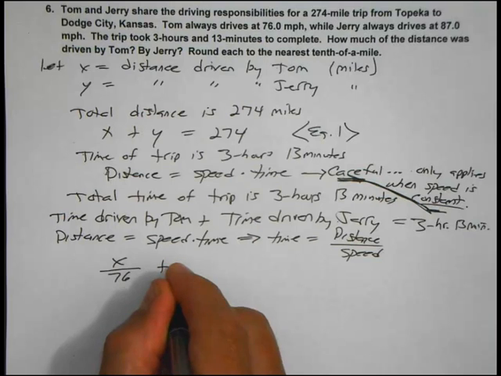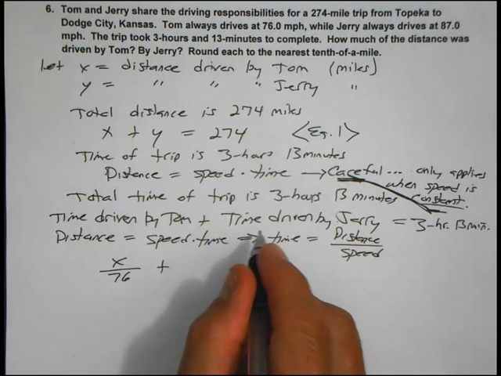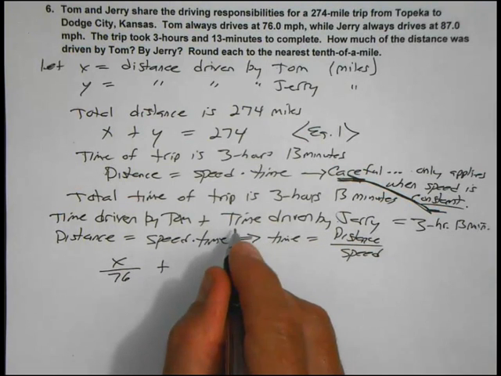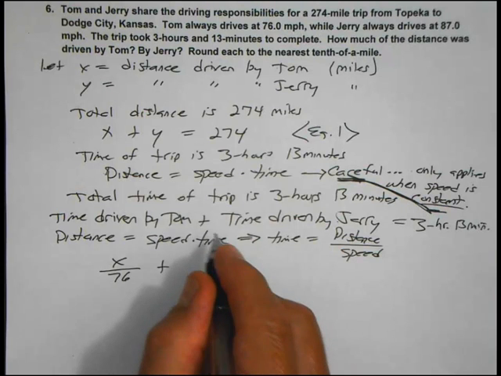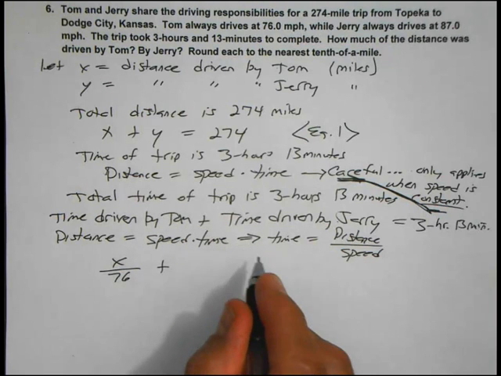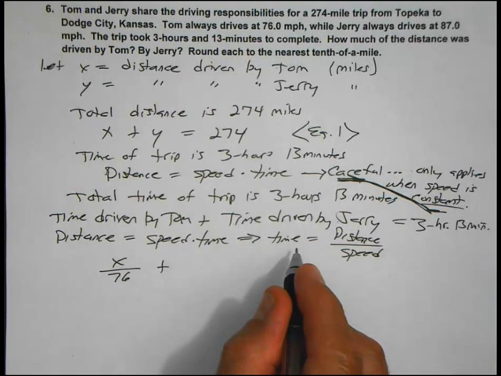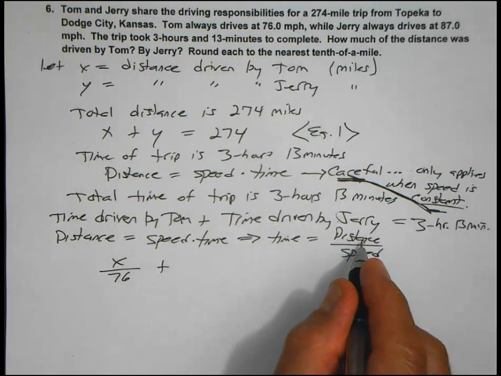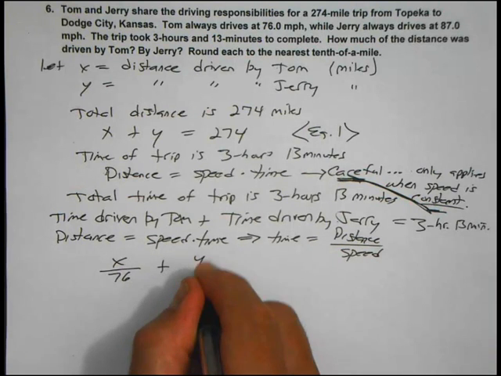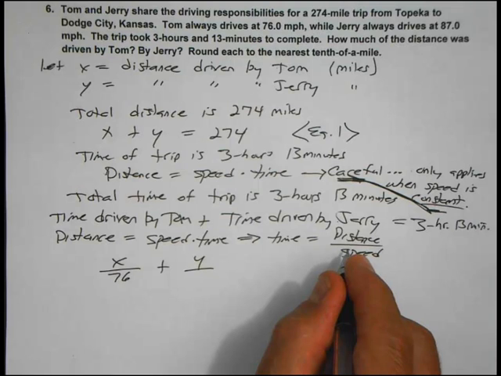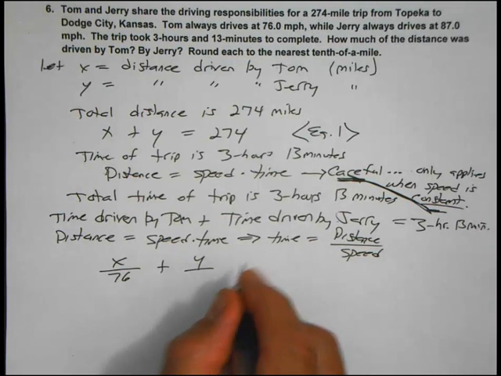Plus, what about this time driven by Jerry? Use the same principle. We don't have a variable for time, but since time is equal to distance over speed, we can say it is equal to the distance driven by Jerry, which is y, divided by the speed that Jerry drives at, which is the 87 miles per hour.